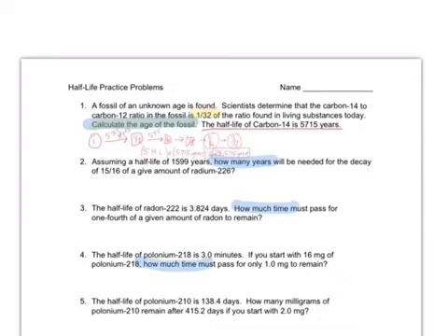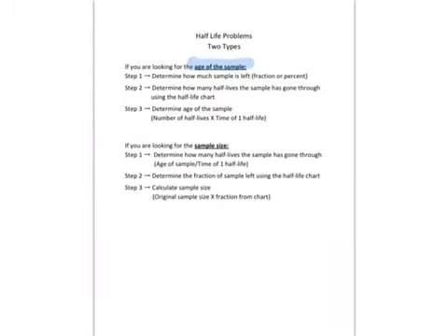So in order to figure out which option we want to use on this chart, for that top one, we're looking for something that deals with time. Let's take a look at these steps and see how you can use them. Step 1, determine how much of the sample is left. Well, that was easy. We remember that it was 1/32 remaining. Step 2 says we have to figure out how many half-lives the sample has gone through using the half-life chart.